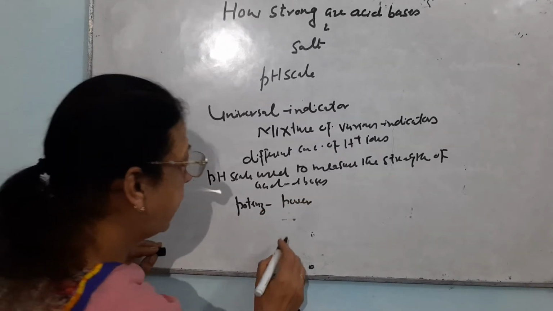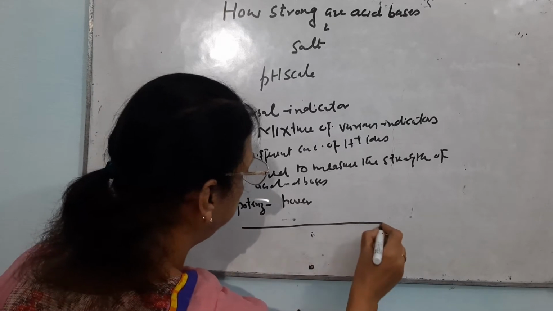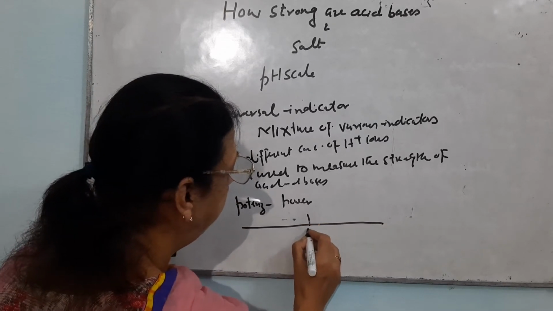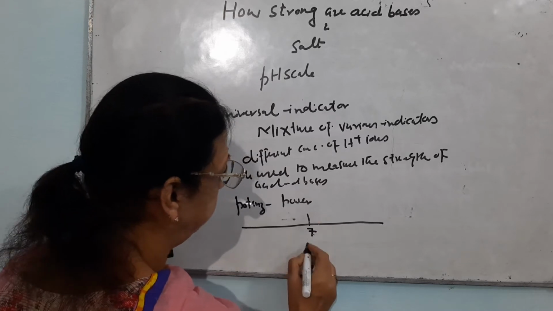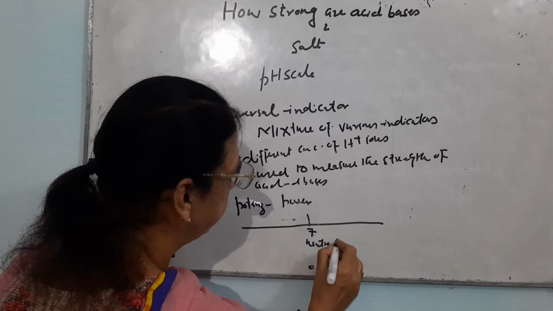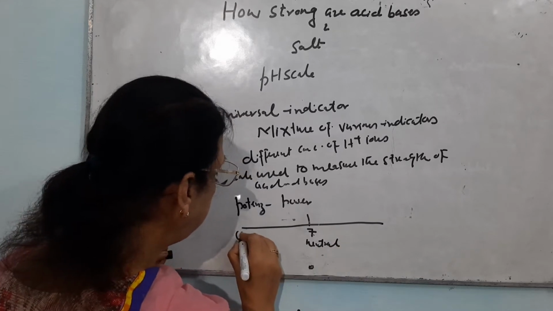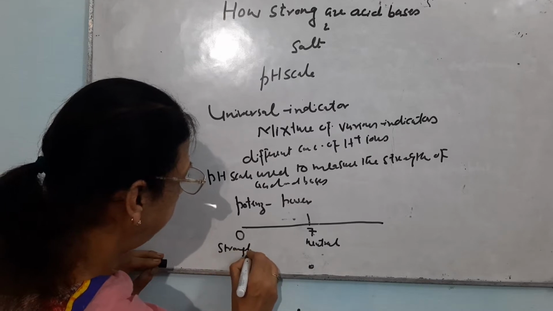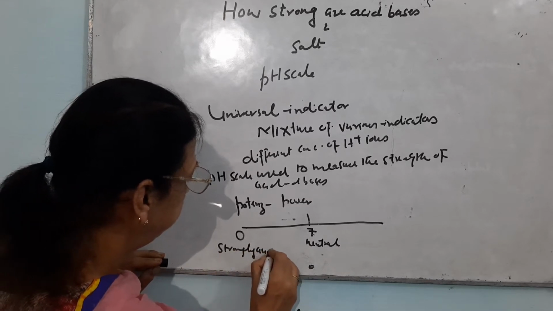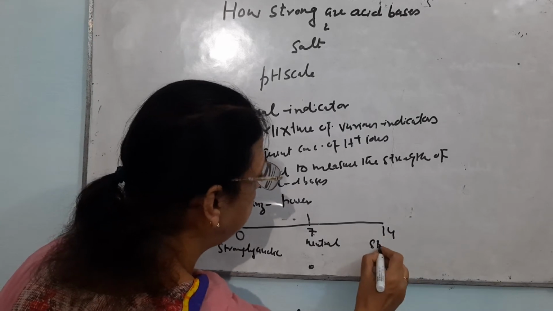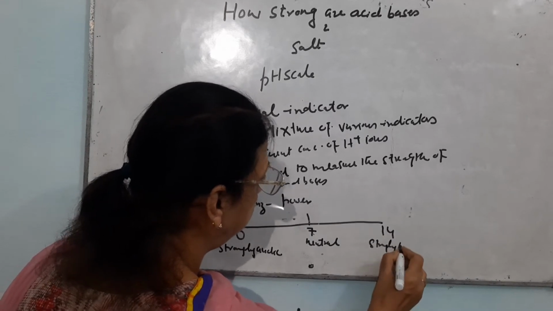This pH scale gives us different values. With a pH of 7, the substance is neutral. With a pH of 0, it is strongly acidic. With a pH of 14, it is strongly basic.